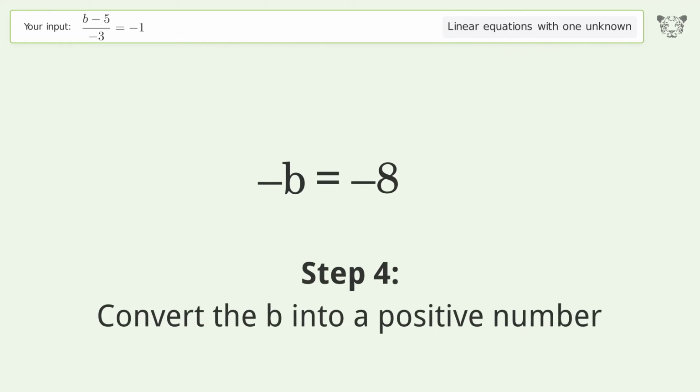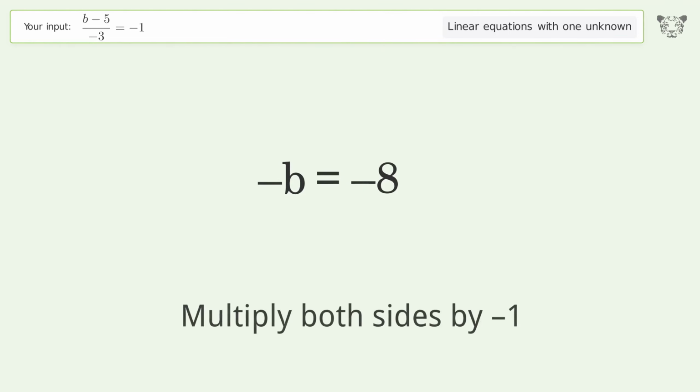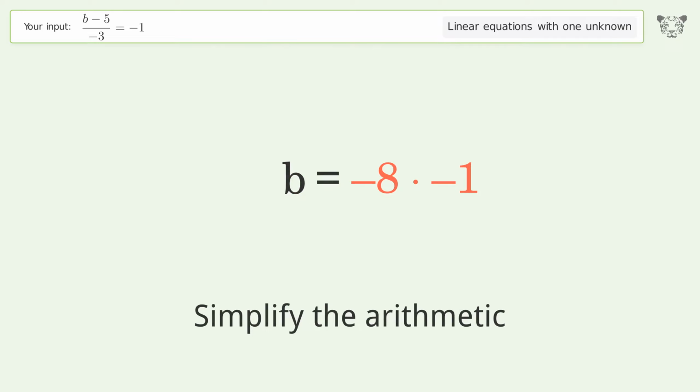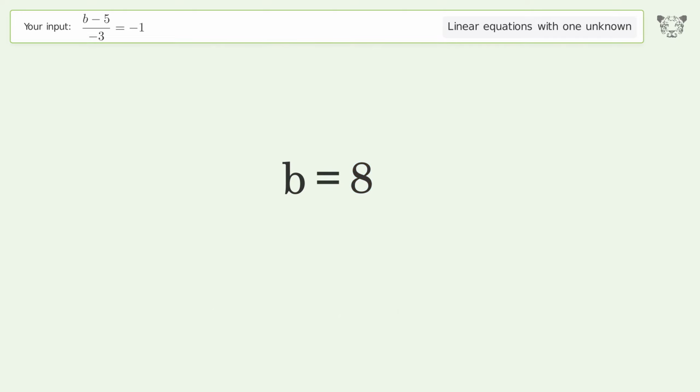Convert the b into a positive number. Multiply both sides by -1. Remove the ones. Simplify the arithmetic. And so the final result is b equals 8.